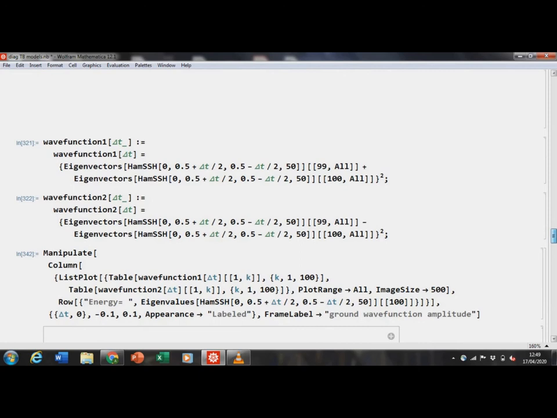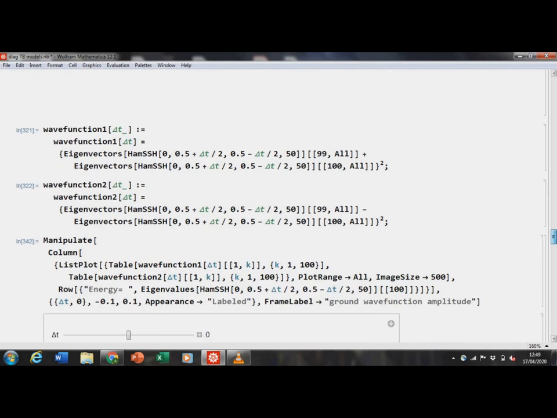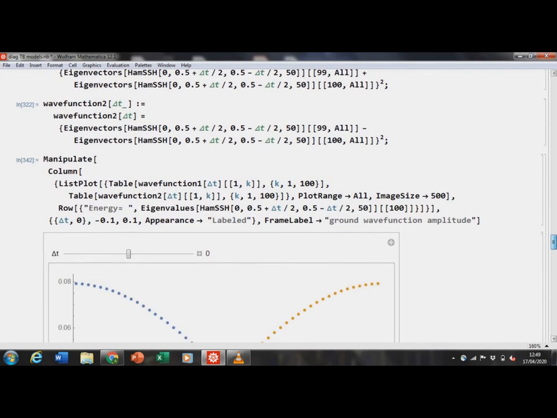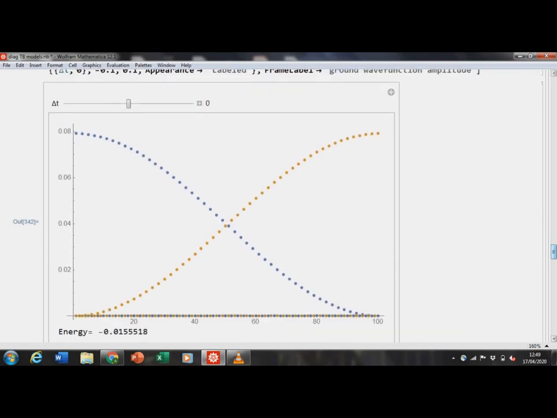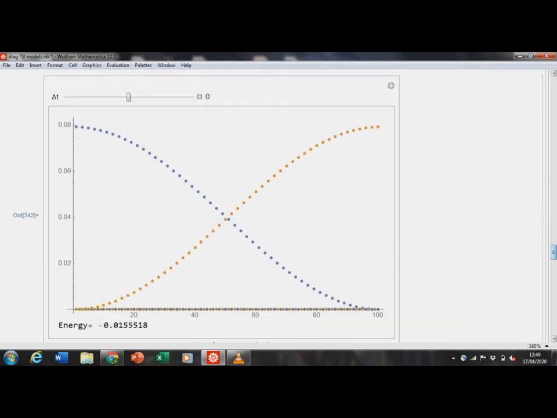We get more insights by looking at the actual wave functions of these systems. Again, we look at the amplitude of the ground state. Let's have a look at the amplitude of the lowest energy states, actually the ones around the Fermi energy, expanded in the basis of physical real space sites down the chain.